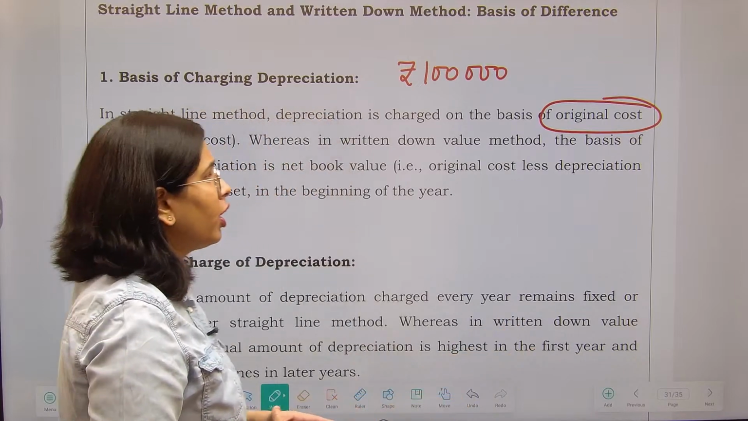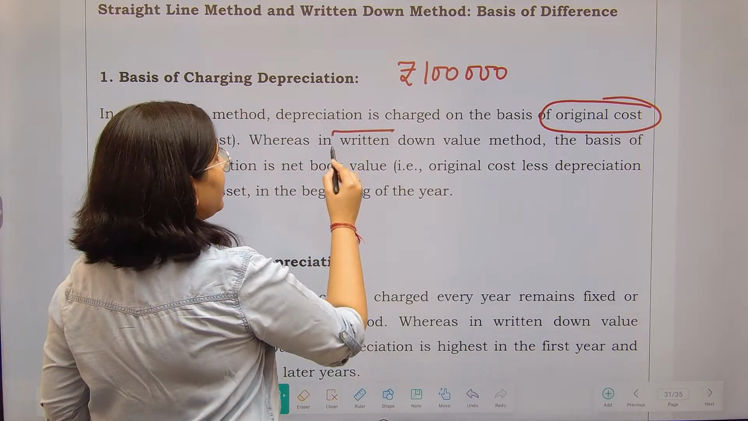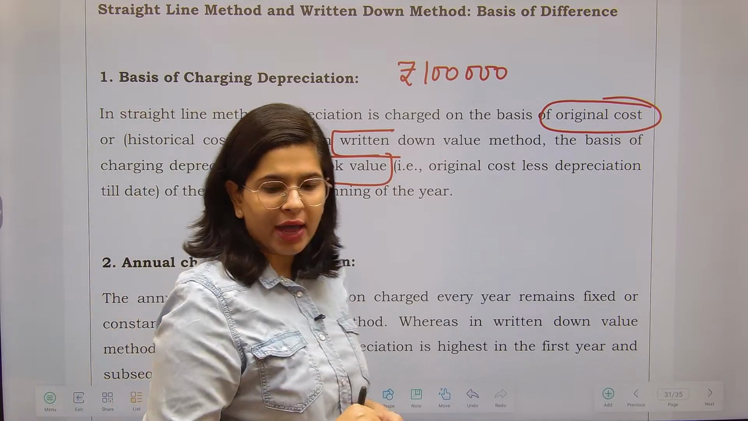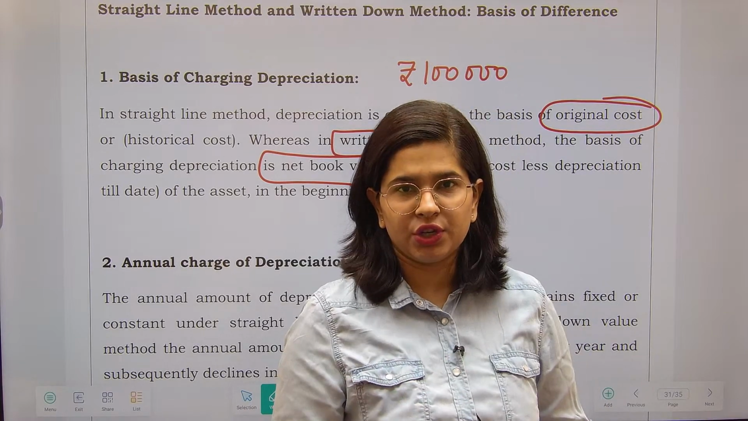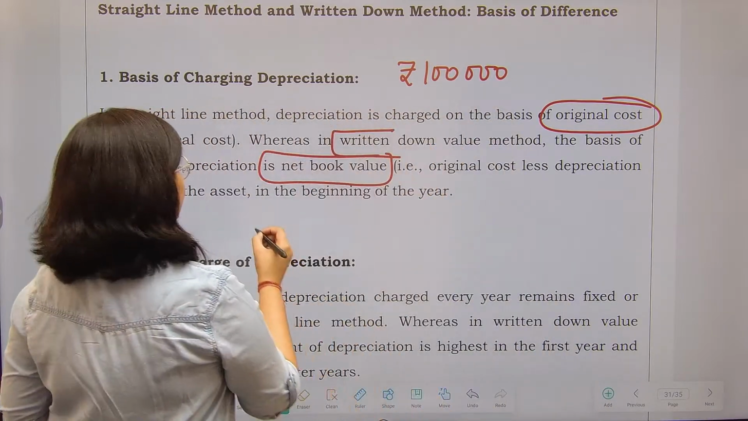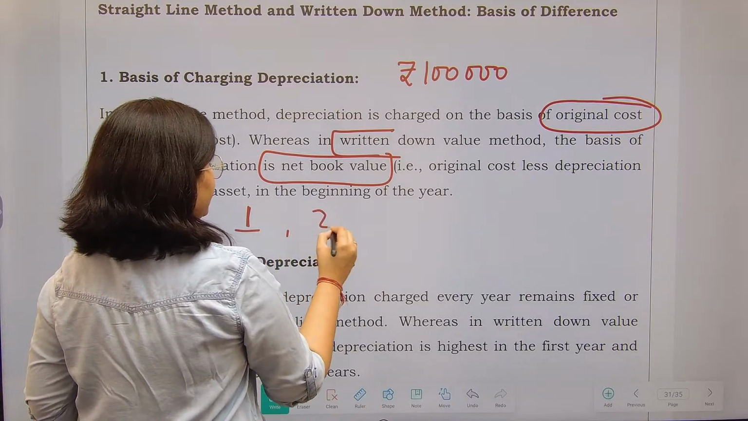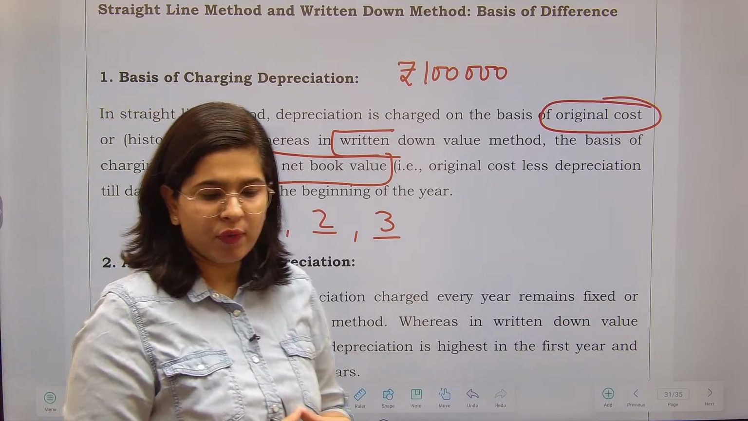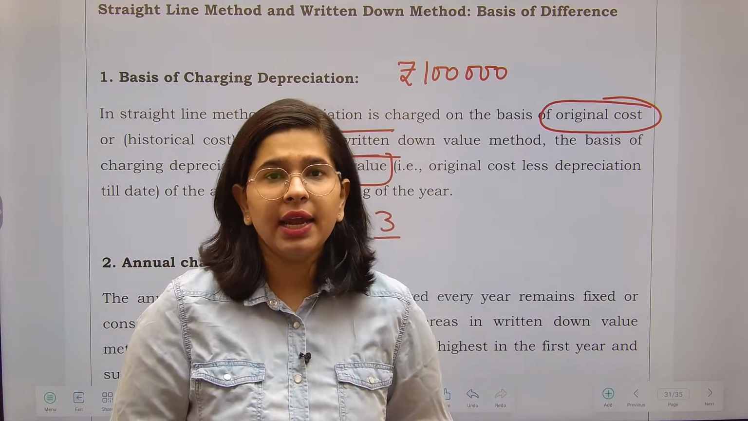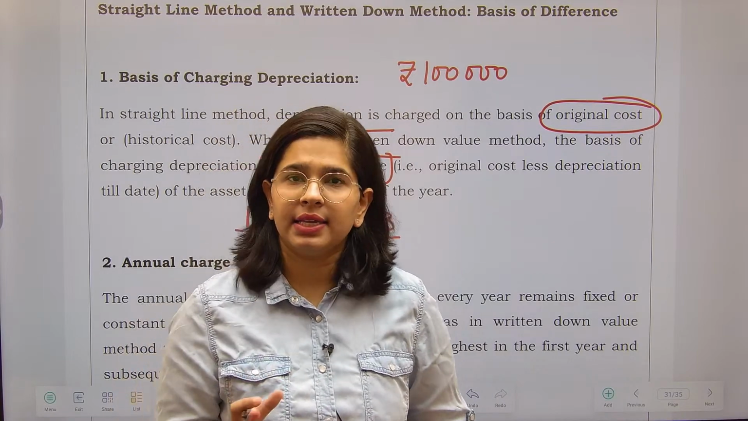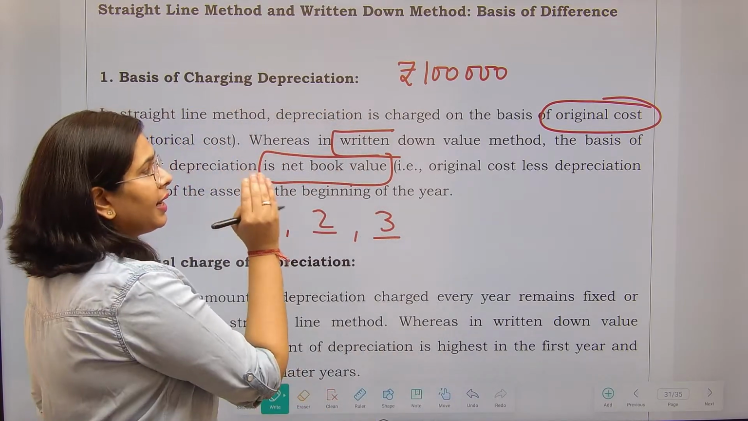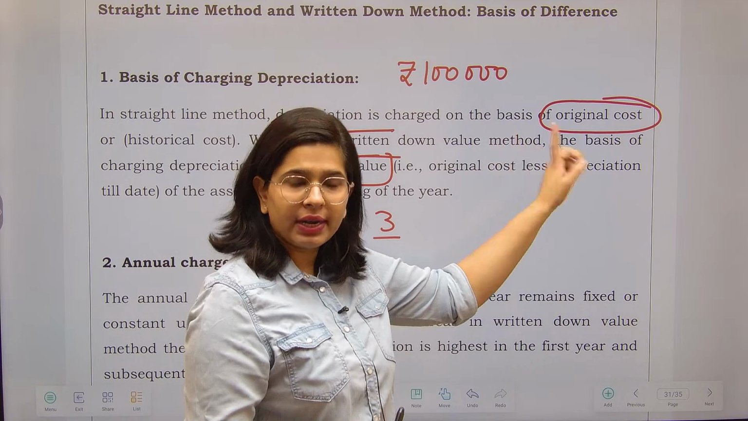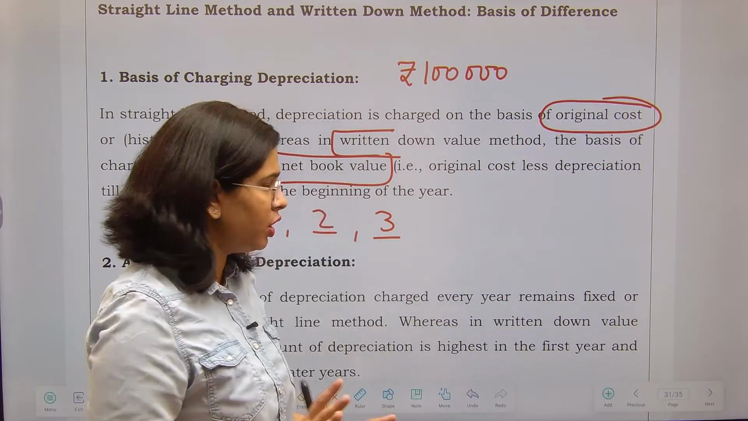But in the WDV method, that is the written down value method, the depreciation is charged on net book value. Net book value means the original cost less depreciation. This means every year, first year, second year, third year, you will see what the book value is, and accordingly you will charge the depreciation. Easy. What I have to remember is that in the WDV method depreciation is charged on book value, and in the straight line method depreciation is charged on the original cost basis.